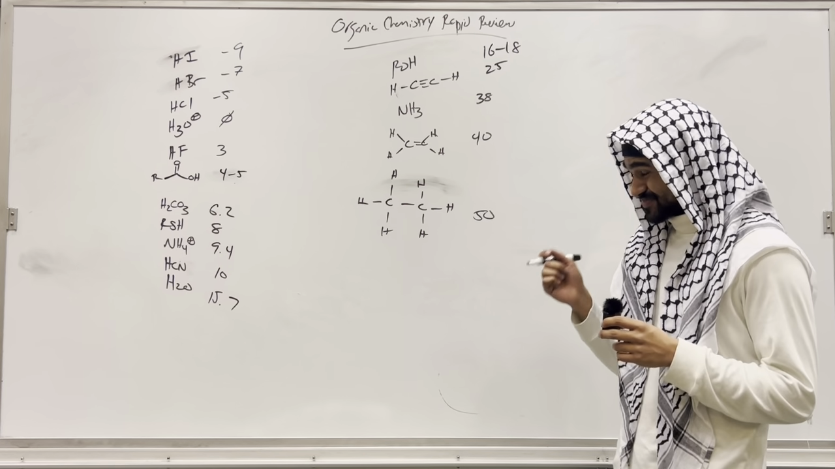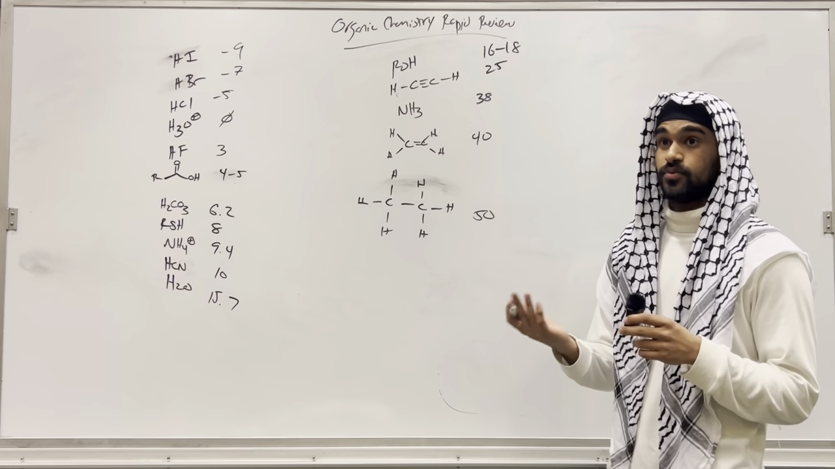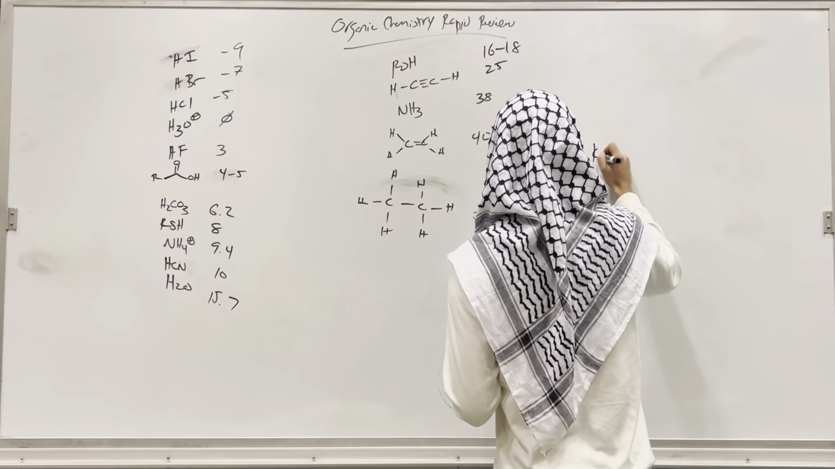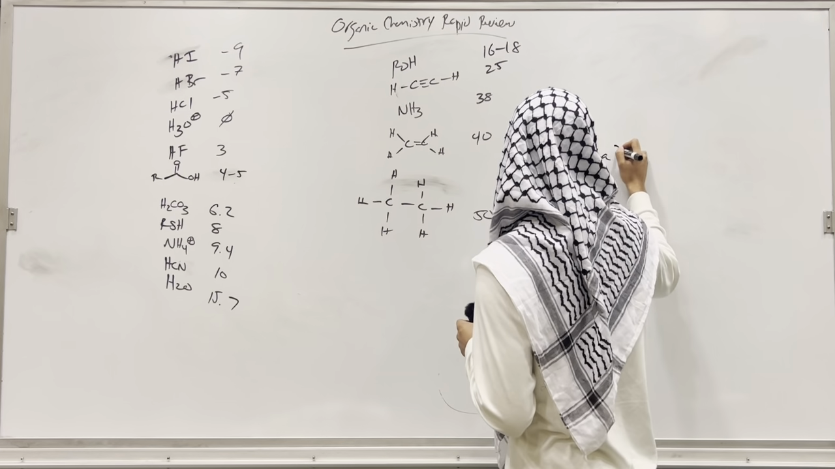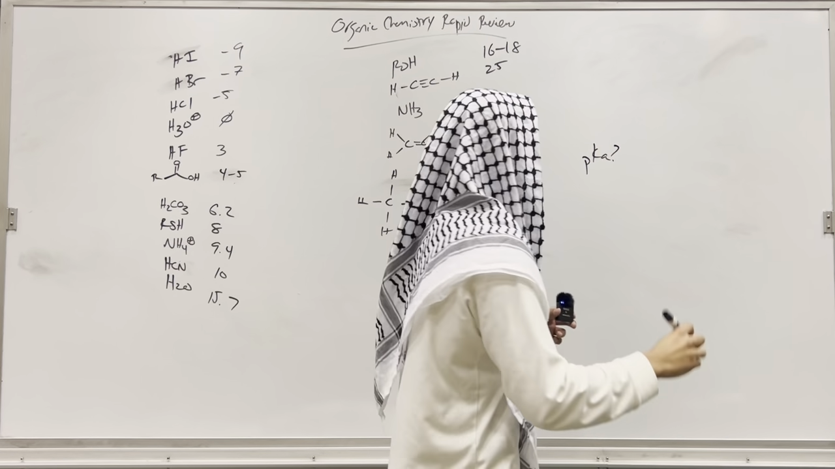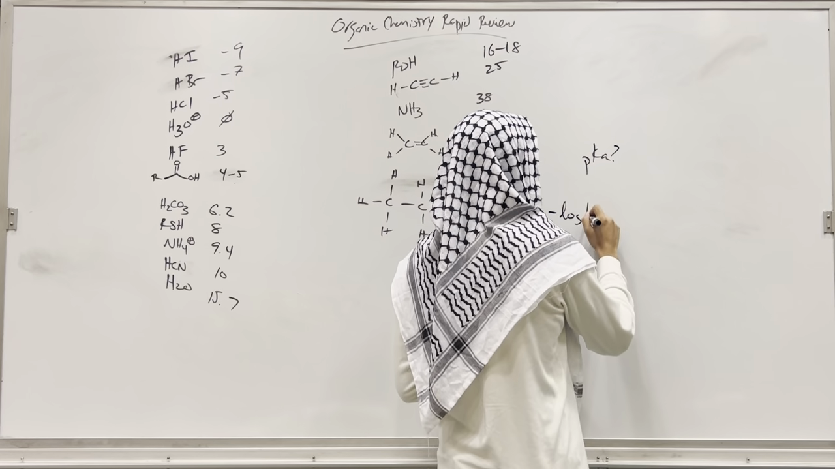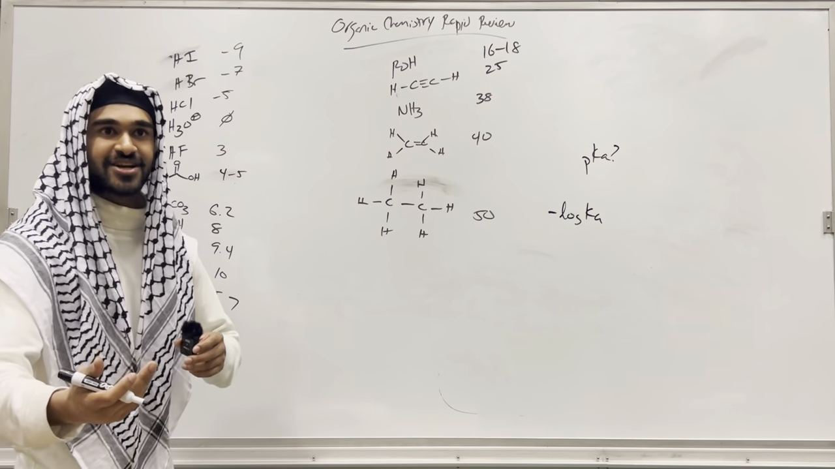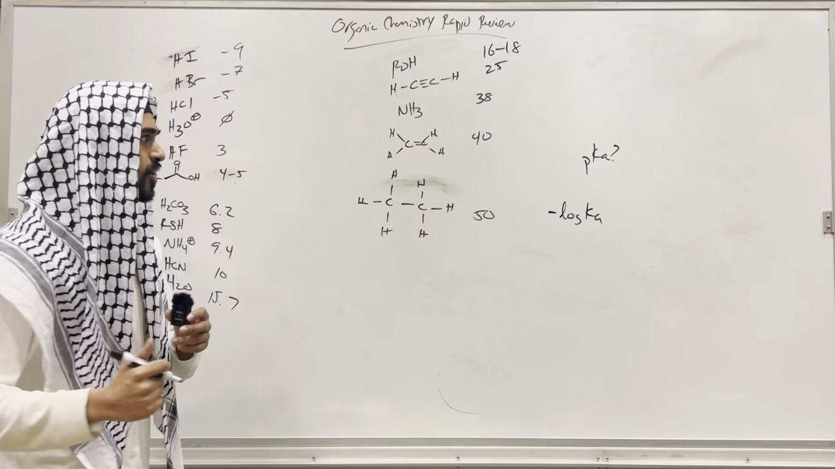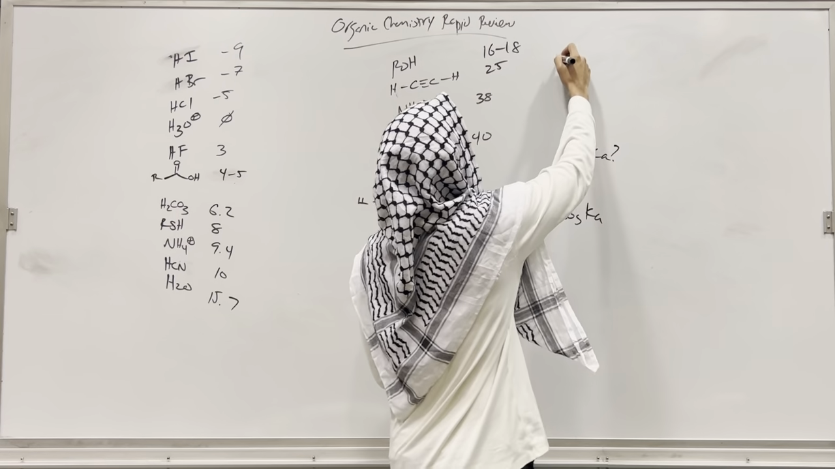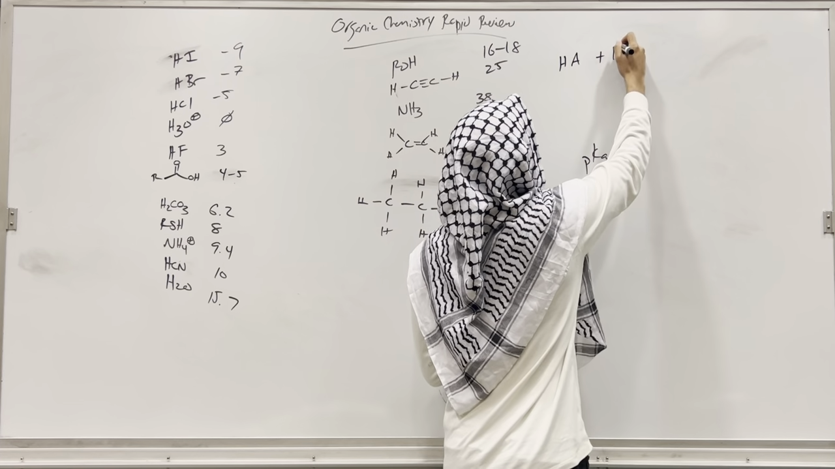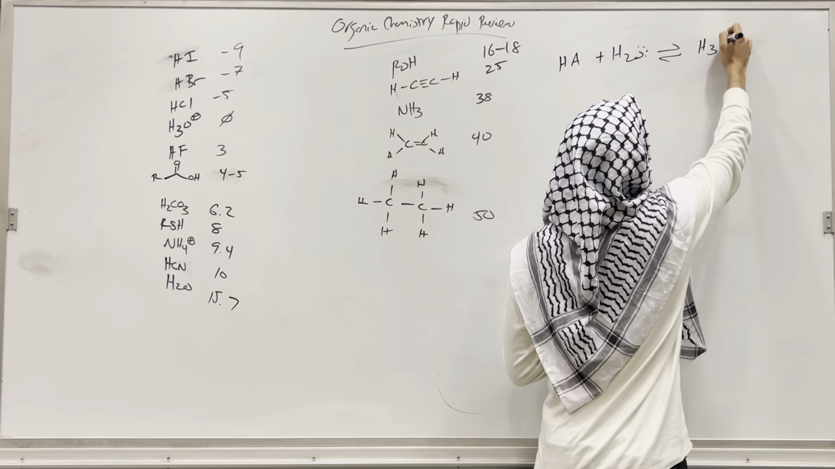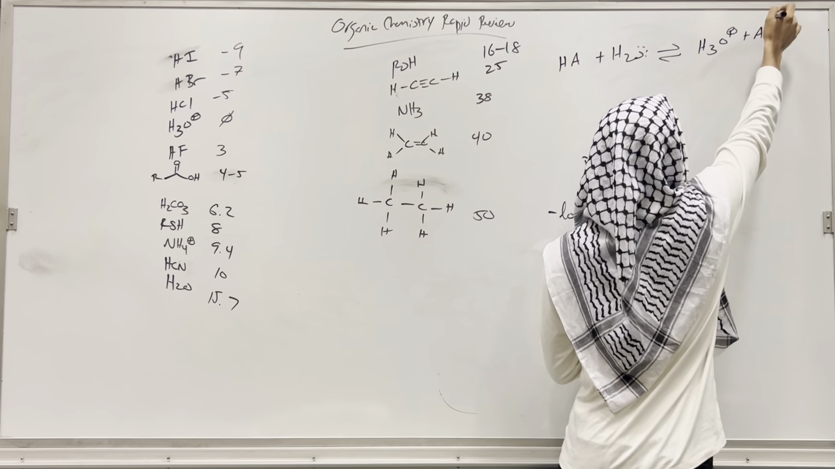So the next question is, what are these numbers? They're called pKa's. Well, what is pKa? The negative log of Ka. What's Ka? Ka is the dissociation constant of a specific acid in its reaction with water. So let's take a look at that. If we have an acid HA and we put it in water, it's going to dissociate according to the reaction: H3O plus and A minus.